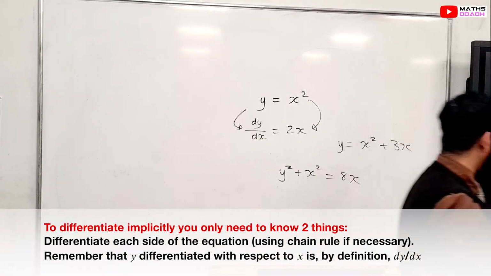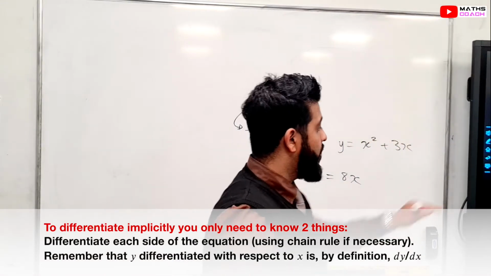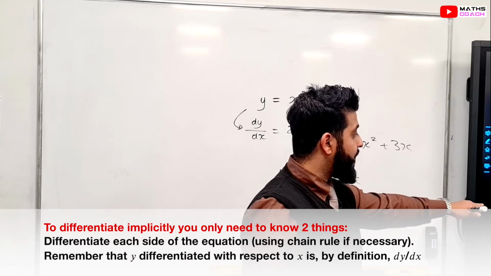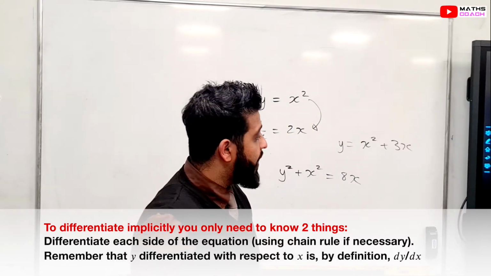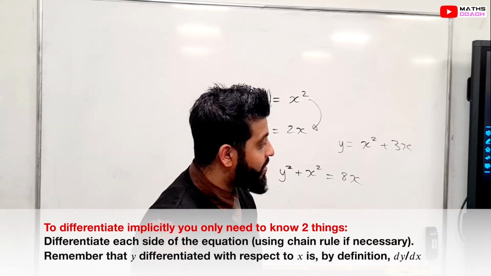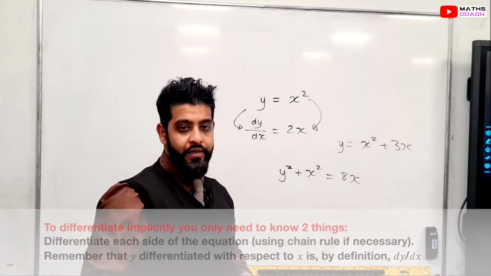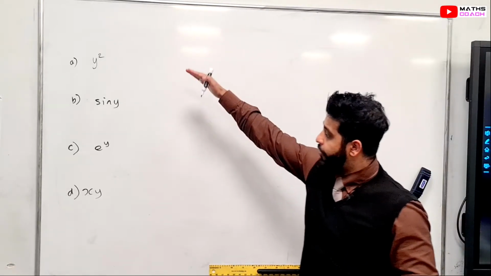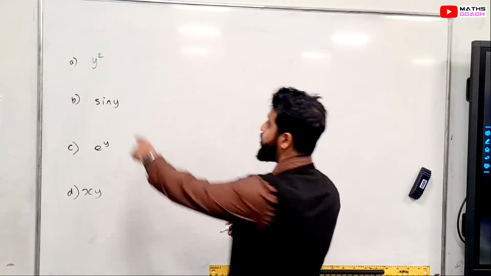So two things I want you to write down. For implicit differentiation, you need to know those two things. Differentiate each side of the equation using the chain rule if necessary. And remember that y differentiated with respect to x is by definition dy over dx. So have a look here. We want to differentiate these examples, and after these examples I'll show you a few more. All right, so have a look at the first one.